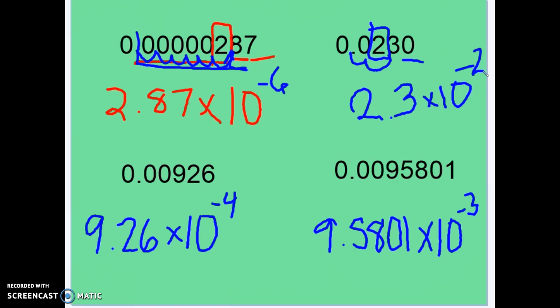All right, so first one should have been 9.26 times 10 to the -4th. And actually, that's not correct. If we move it 1, 2, 3, not 4 spots, so this shouldn't be a -4, it should be a -3. And then our last example, we moved it 1, 2, 3 spots again, so again a -3.